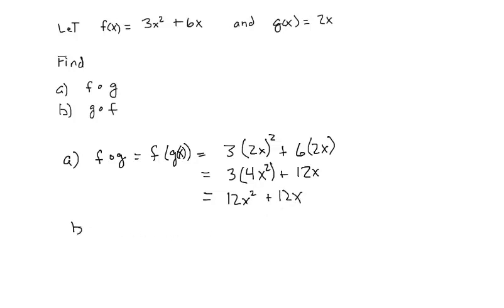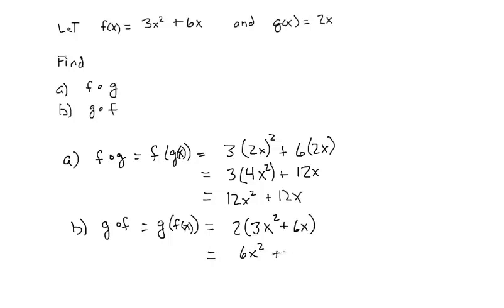And for part B, we want to do g composed of f, or g of f of x, which is equal to 2 and we have an x, so where this x is, we're going to place this entire f of x function. So we have 2 times (3x squared plus 6x), which equals 6x squared plus 12x.